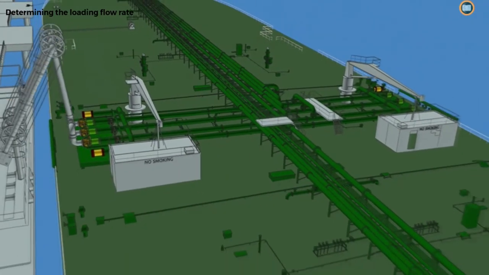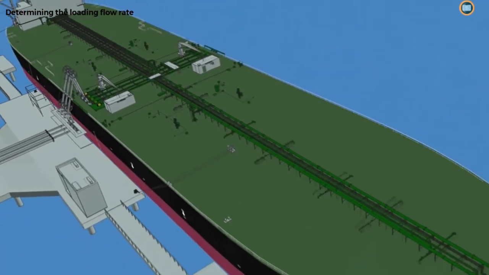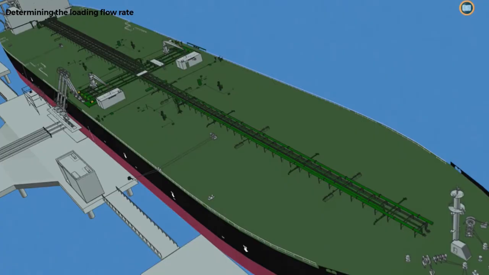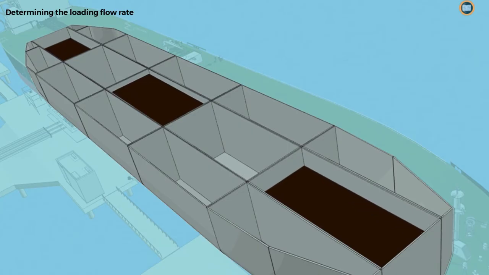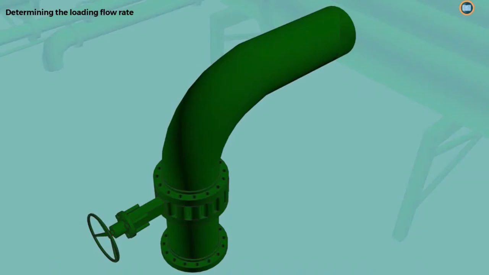Before we go on to look at other limiting factors that might make us load at rates lower than the maximum permissible limits, let's consider the following scenario. You are to load three cargo tanks through three manifolds and two direct loading lines.